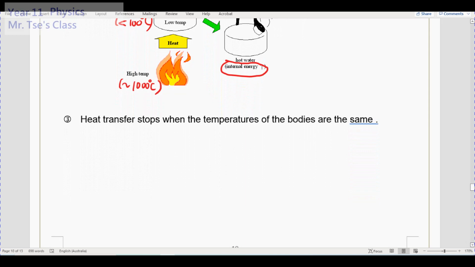Heat transfer stops when the temperature of the bodies are the same. If they are having the same temperature, then you can't transfer heat anymore. So that's why when you put your palms together, because the temperature of your left and right hands should be about the same, there won't be any heat transfer between the two.